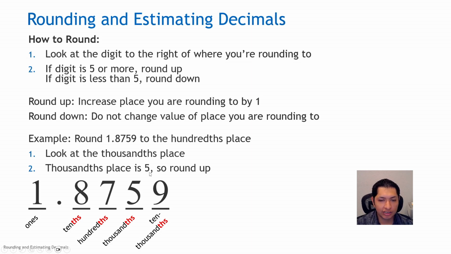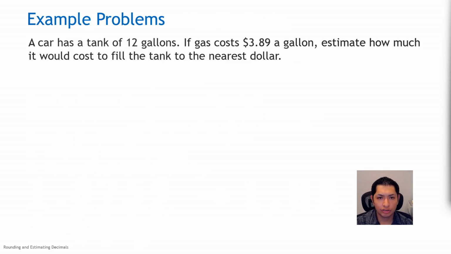Since the thousandths place is 5, and according to step 2, if it is 5 or more, then you round up. And what happens here is that the place value that we are rounding to, the hundredths place, or the 7, is increased by 1, and the rest of the numbers, 5 and 9, are discarded. We are done with them. And that is what an estimate is in the form of a decimal. We are getting an approximate value, not the exact value, and that is what we are going to work with. That was all that is needed to round decimal numbers.